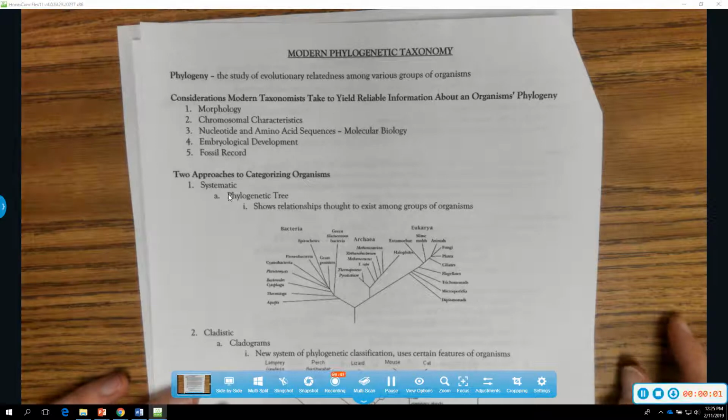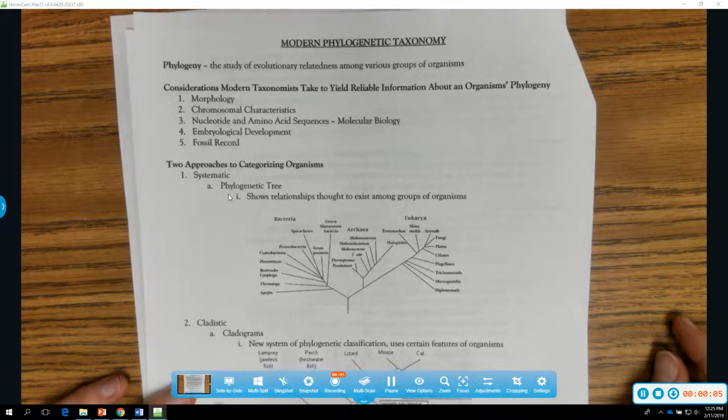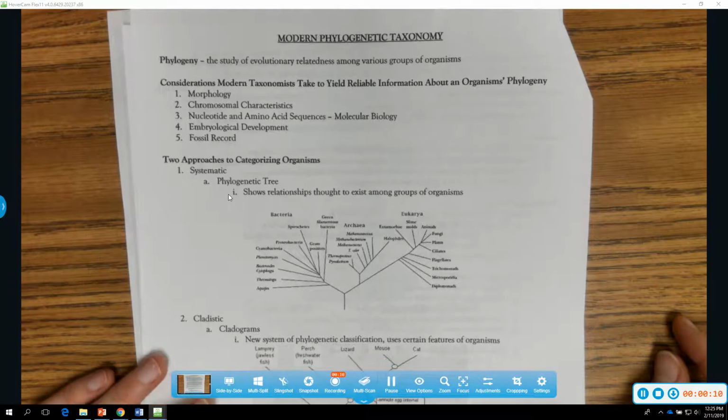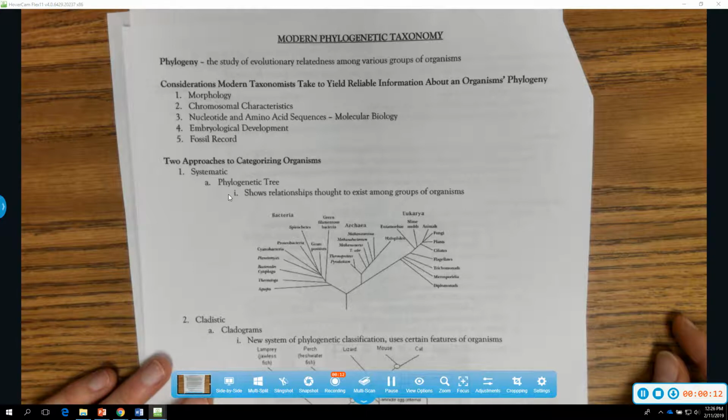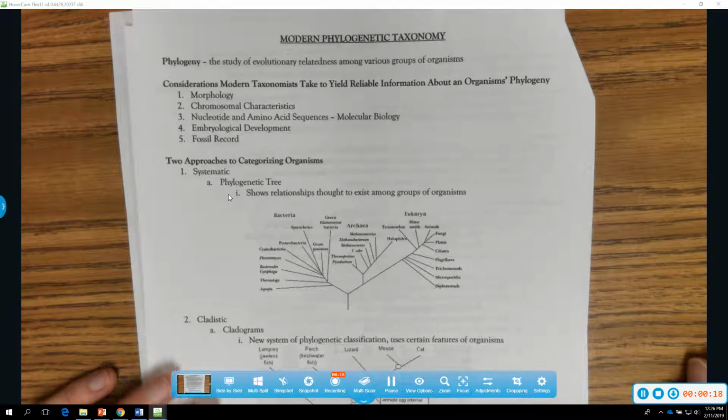In this video today we're going to talk about phylogenetic taxonomy. This is the study of evolutionary relatedness among various groups of organisms. So we're looking at classification of organisms, but we're also including some of the evolutionary aspects of it and how organisms are related to one another.